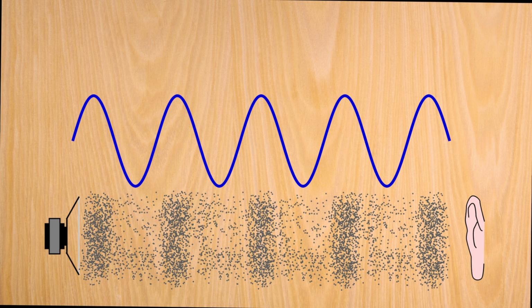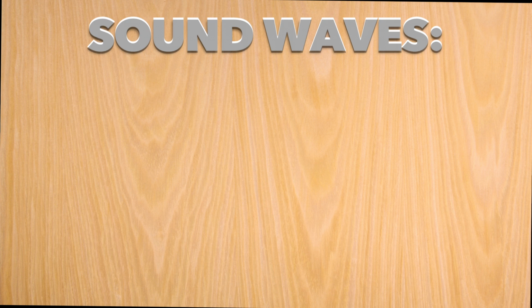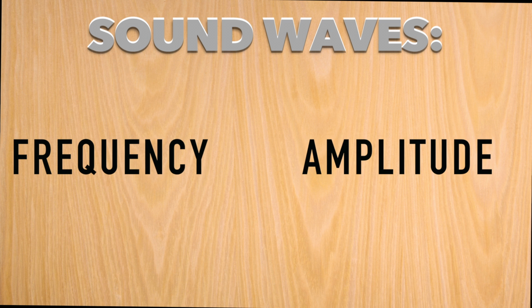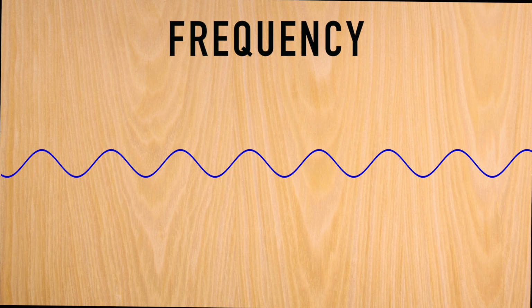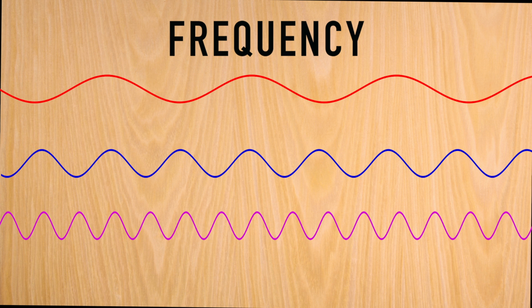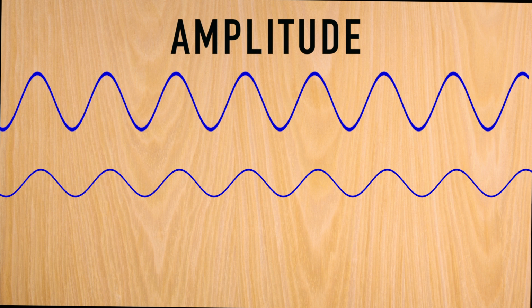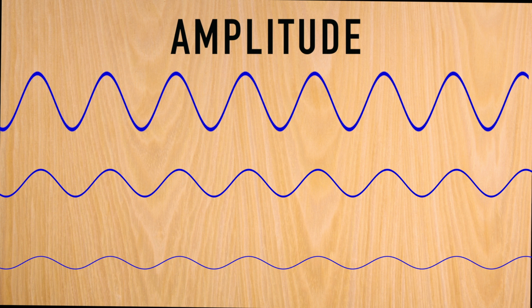You may have learned in physics class that sound is a wave, kind of like the waves in the ocean. Sound waves have two defining characteristics: frequency and amplitude. Frequency is how quickly the wave is oscillating. A more slowly oscillating wave means a lower note, and a quicker one means a higher note. Amplitude, on the other hand, is how tall the wave is. The taller the wave, the louder the note. The shorter the wave, the quieter the note.